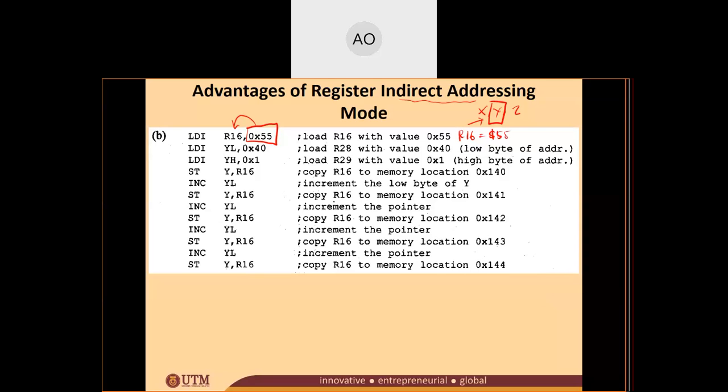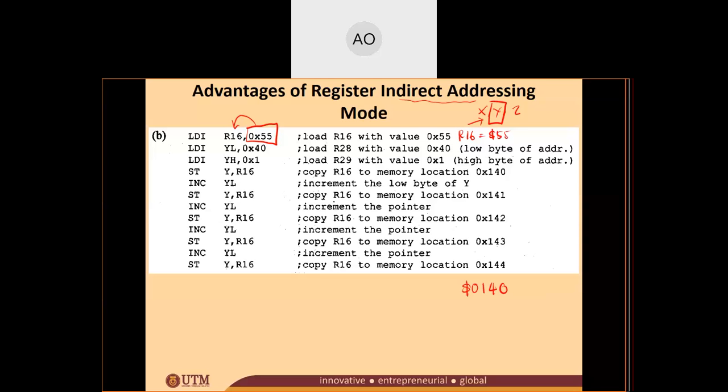Okay, you need to make sure that your pointer register has an address which is starting from 0140, because this is our starting address. So make sure that the pointer register Y points to this address 0140. So how to do that? Can somebody please tell me how to point your register Y so that it points to the starting address of 140? How to do that?